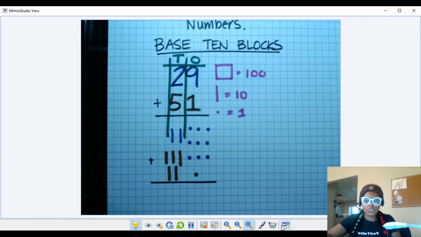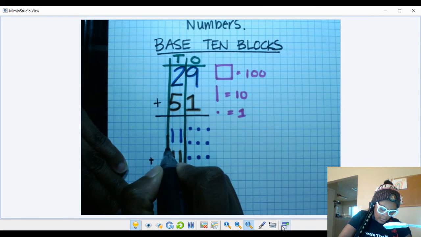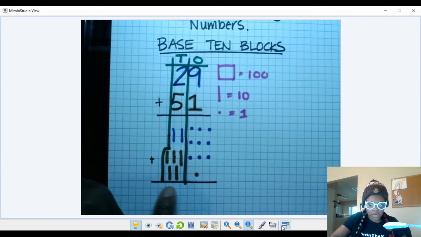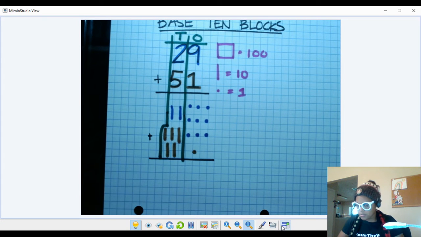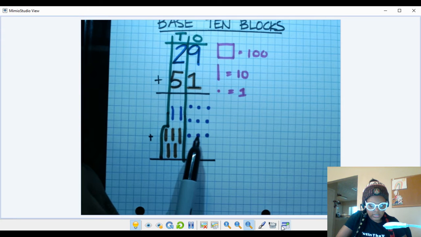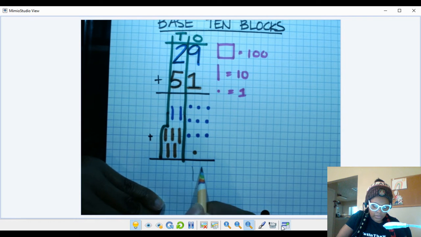So now what do we do? We keep going. We add. Now I want to let you know, guys, that only one number can be in each column. You can only have one number, okay? So let's count our ones. 1, 2, 3, 4, 5, 6, 7, 8, 9, 10. Okay, the answer is 10, Miss McBride.